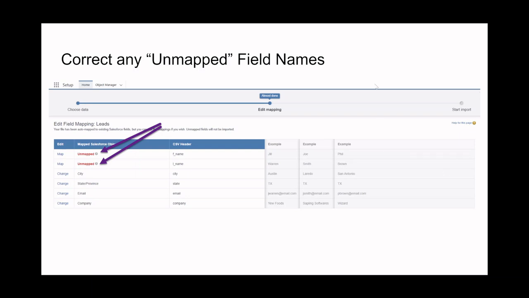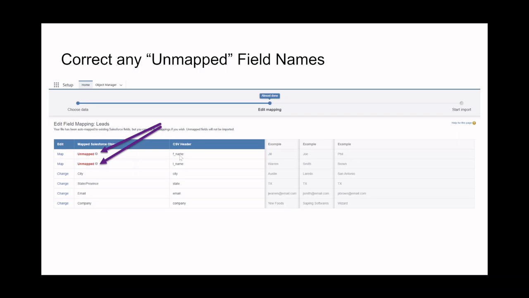So you'll notice our CSV header is the second column, and city will automatically go to city, although I have the freedom to change it if I wanted to. State would automatically go to state. Email will go to email. Company will go to company. So if they're named properly, it works really well.